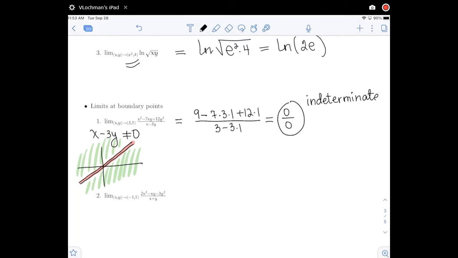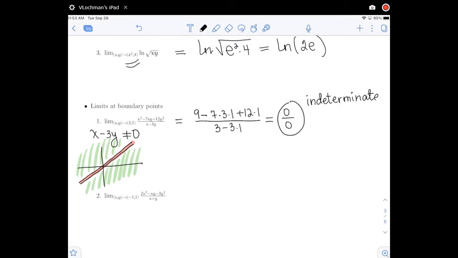Okay, this is an indeterminate form. Now, your first thought might be, okay, we're going to use L'Hopital's rule, right? Well, we're not going to use L'Hopital's rule here. We don't know how to differentiate functions with two variables, right? Okay, so that's not how we're going to approach this problem.